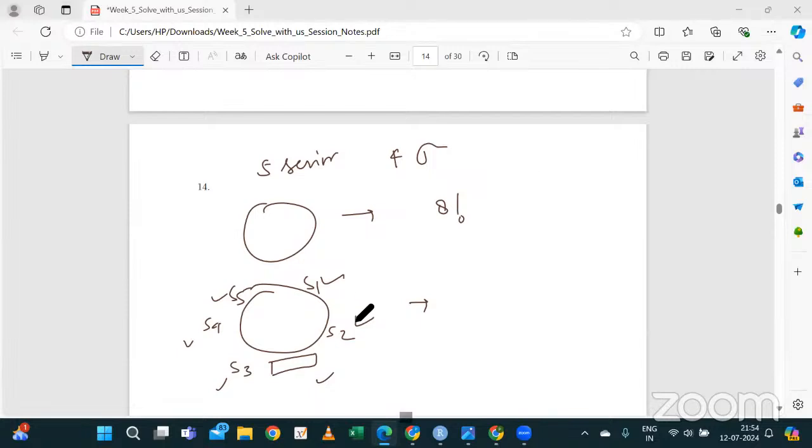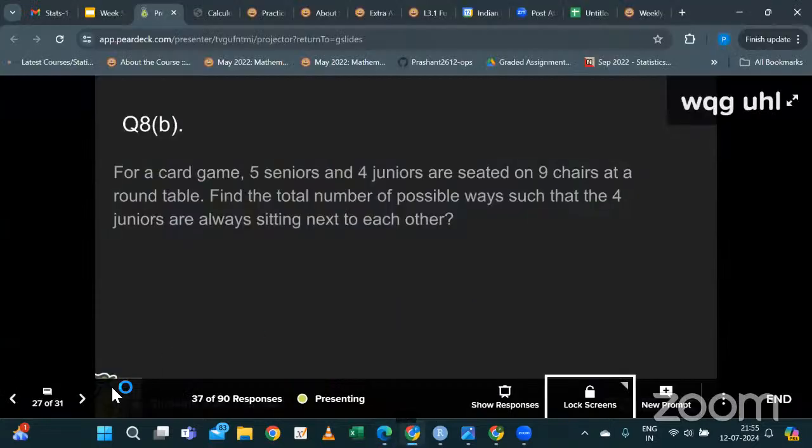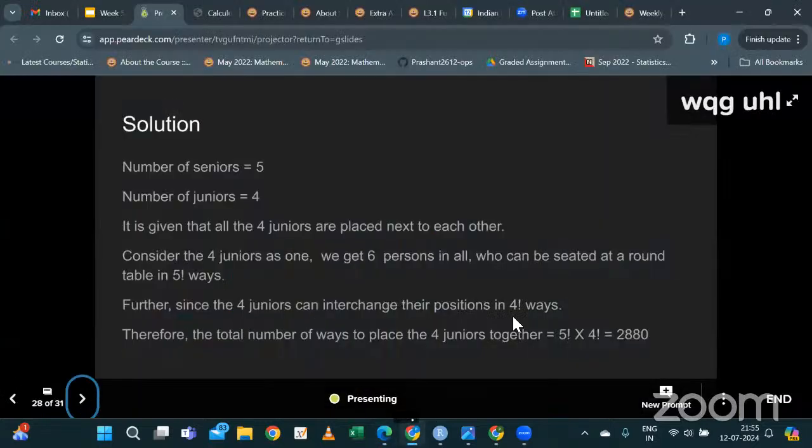So I have 6 different entities. Then in how many ways can I arrange 6 things around a circular table? 5 factorial into 4 factorial. And why 4 factorial? Because I can rearrange these 4 juniors among themselves. So 5 factorial is 120 and 4 factorial is 24, so the answer is 2880. 2880 is the correct answer.